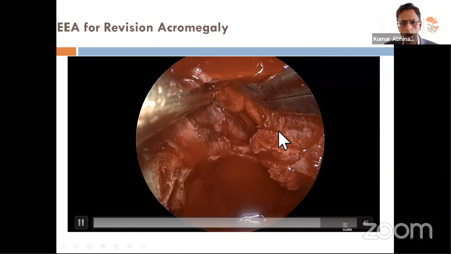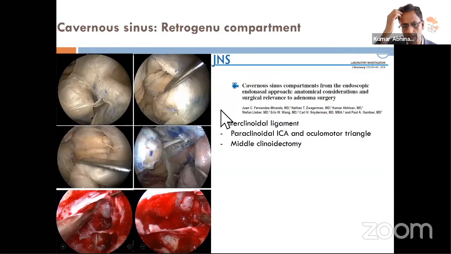So now talking specifically about the cavernous sinus and the compartments, this was a paper that we did some time ago, and we presented this at the North American Skull Base Society meeting in Florida.